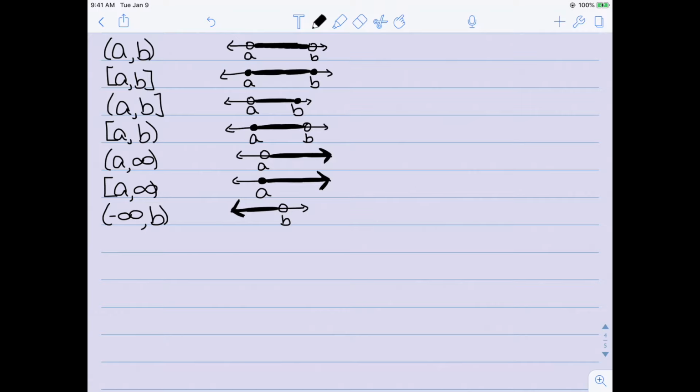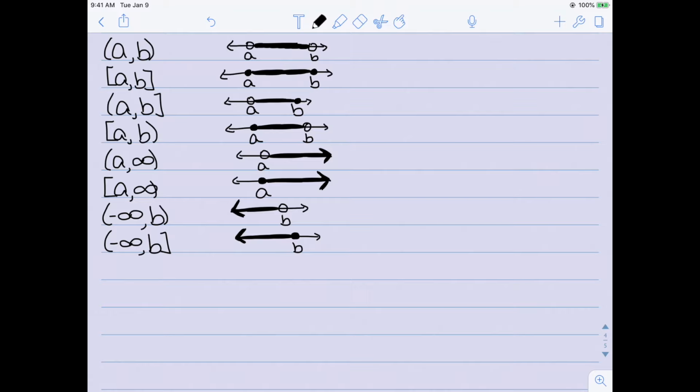I could consider all the numbers less than b, so negative infinity up to b. In this case, I would have an open dot on b and shade to the left. And then finally, I could include b and do the interval from negative infinity to b, all the numbers less than or equal to b. So these are all of my possible combinations of a's and b's.